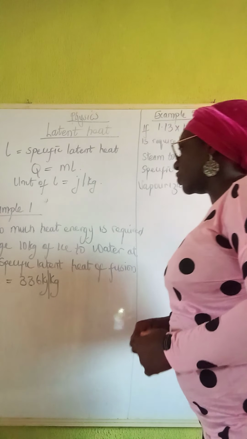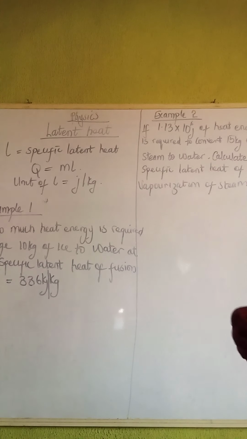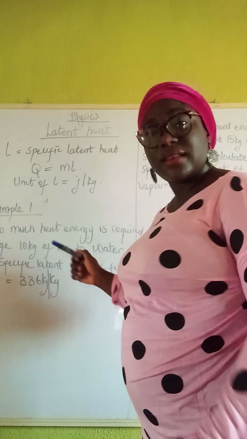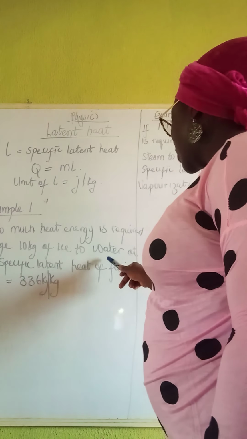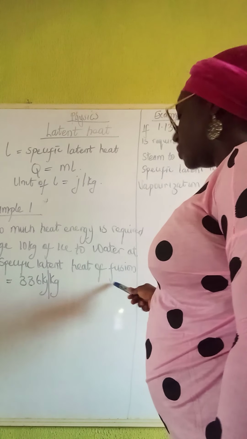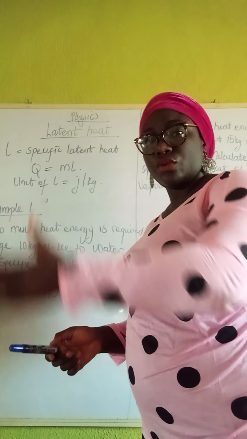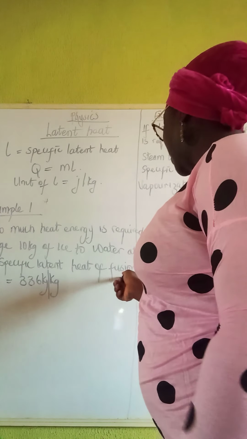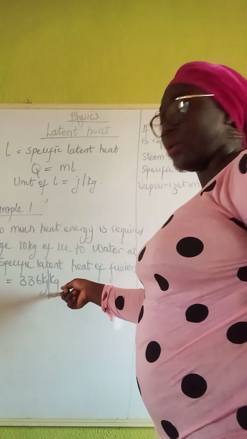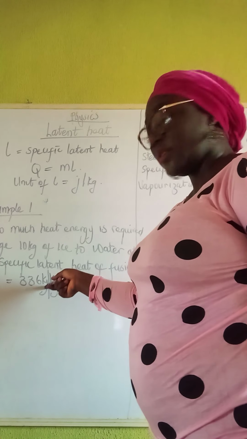Now for better understanding, let's go to this example. How much heat energy is required to change 10 kilograms of ice? Who can tell me what ice is? A solid. To water at 0 degrees Celsius. The specific latent heat of fusion, because we already know that we are changing solid to liquid, is 336 kilojoules per kilogram. Mind this one, it is kilojoule.